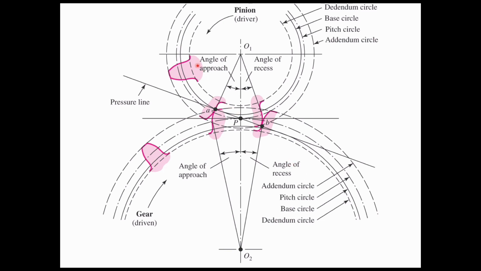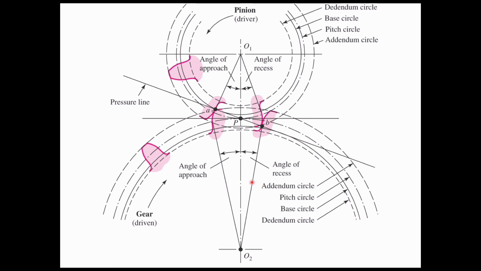And so that means as teeth come into the mesh, the first point of contact is here at point A. We maintain this contact through the pitch point, and then we get to this contact point B, where we just lose contact. And then based on these two points, A and B, we can define a few things.